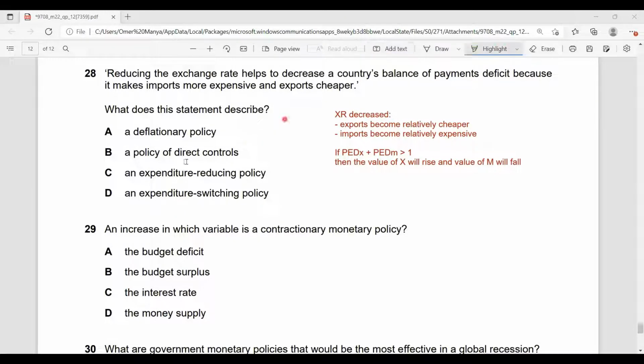Well, the answer is going to be option D. This is when the government tries to encourage local consumers to switch to local products instead of buying foreign products. If they decrease the exchange rate, this is what they are trying to do. They're trying to get people to switch their spending away from imports towards local products. So this is an expenditure switching policy.